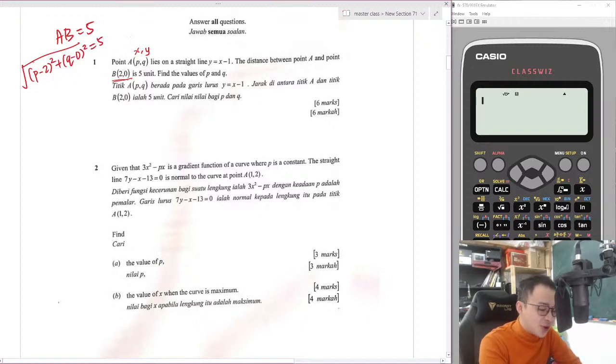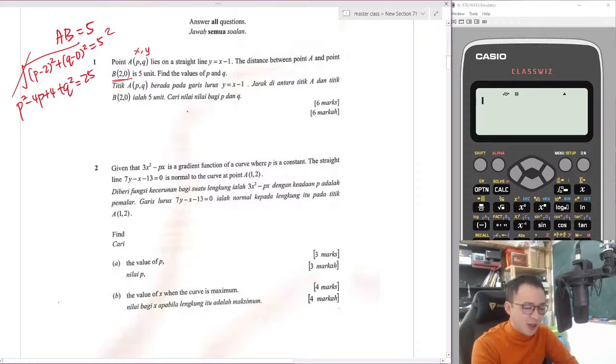I will solve this equation by moving the square root to the other side. It becomes 5 squared. Then I expand it. I will get p squared minus 4p plus 4 plus q squared equals 25. I will leave it like this because I know in order to find pq, I will need another equation. So what I will do is sub the q into the y and the p into x here. So I have a q here, and I will insert this q into the q from the first equation.